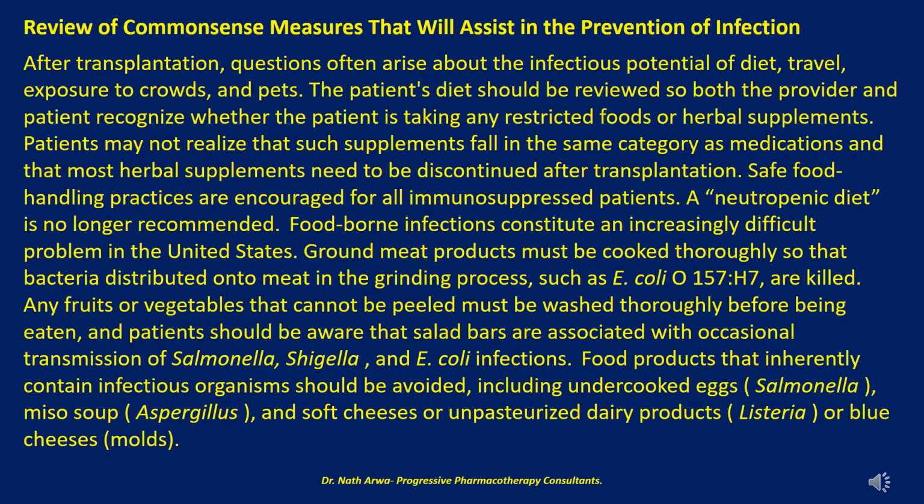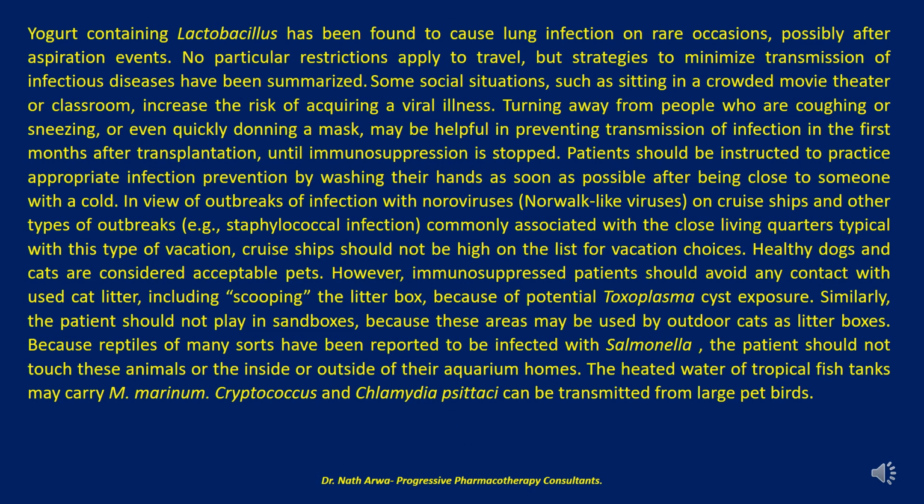Foodborne infections constitute an increasingly difficult problem in the United States. Ground meat products must be cooked thoroughly so that bacteria distributed onto meat in the grinding process, such as Escherichia coli O157:H7, are killed. Any fruits or vegetables that cannot be peeled must be washed thoroughly before being eaten, and patients should be aware that salad bars are associated with occasional transmission of Salmonella, Shigella, and Escherichia coli infections. Food products that inherently contain infectious organisms should be avoided, including undercooked eggs, that is Salmonella, miso soup, Aspergillus, and soft cheeses or unpasteurized dairy products, that is Listeria, or blue cheeses, that is Smolts. Yogurt containing lactobacillus has been found to cause lung infection on rare occasions, possibly after aspiration events.